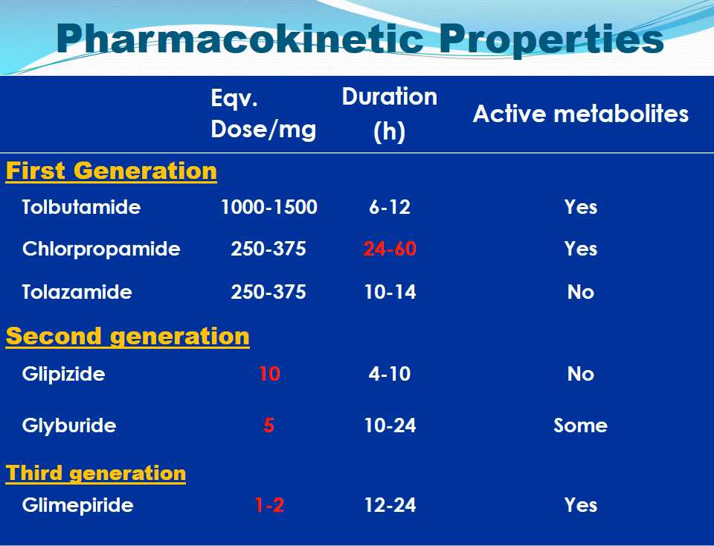The second and third generations are more used than the first generation because they are more potent, using smaller doses compared to the first generation. Long acting ones can be given as one daily dose. Most are not metabolized to active metabolites, except for glimepiride, which is metabolized to an active metabolite.